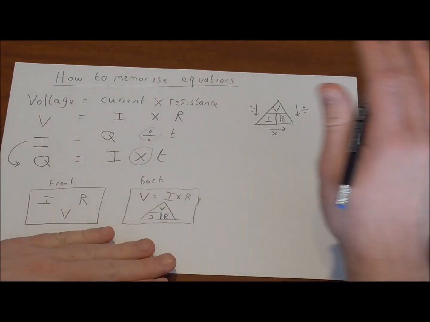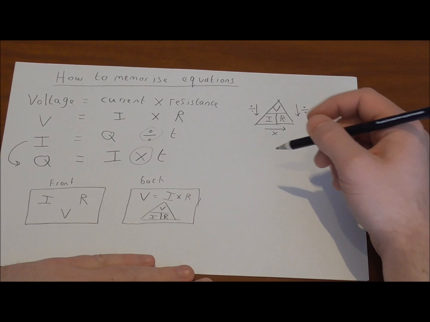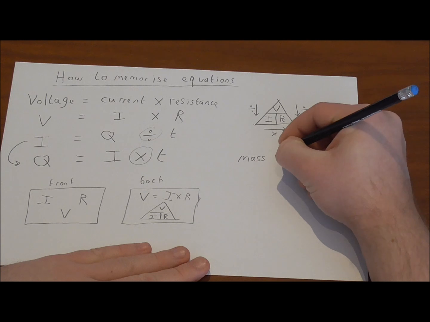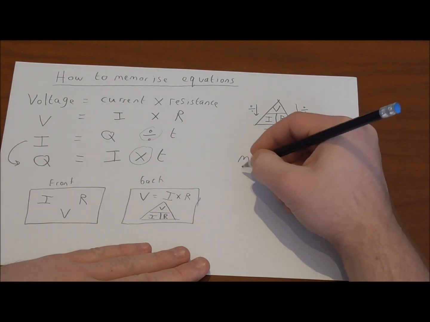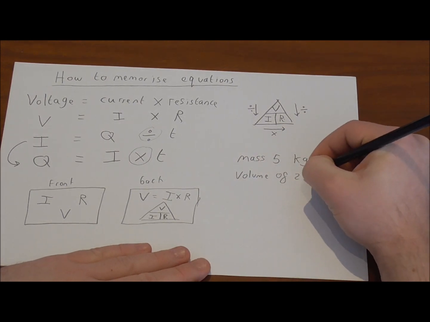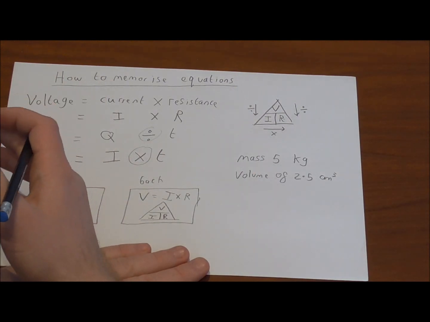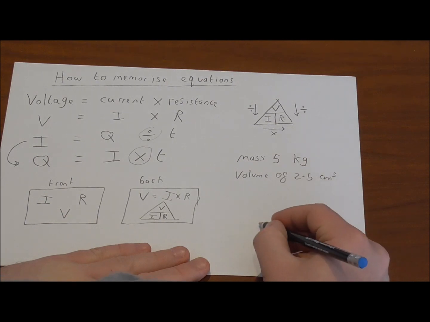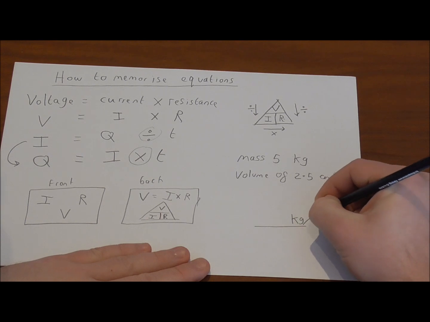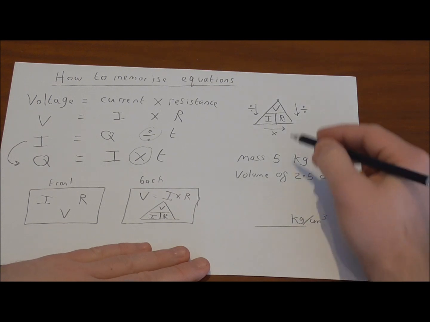If you get to an exam and you've completely forgotten what the equation is, there is a trick which works sometimes. So let's say I've got a density question and it says I have a mass of 5 kilograms and a volume of 2.5 centimetres cubed. And I just can't remember what the equation is. In some questions, it will give you the answer, or the unit, at the bottom. Kilograms per centimetres cubed.